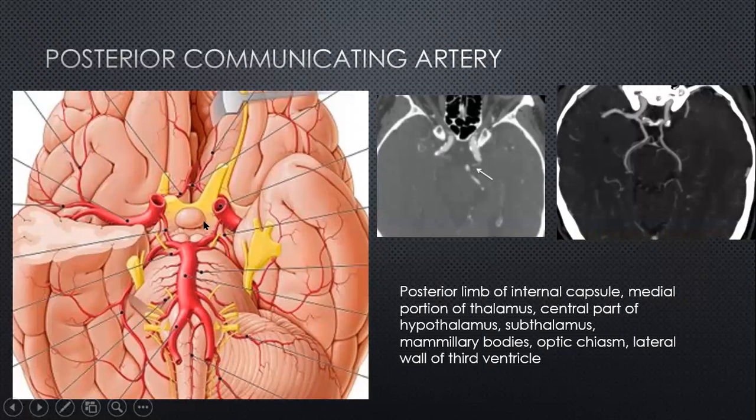It kind of links the anterior circulation with the posterior circulation. It links with the posterior cerebral artery, the P1 segment. And this is what we are showing. This is the clinoid process, the ICA. This is the PCOM, the very small vessel.